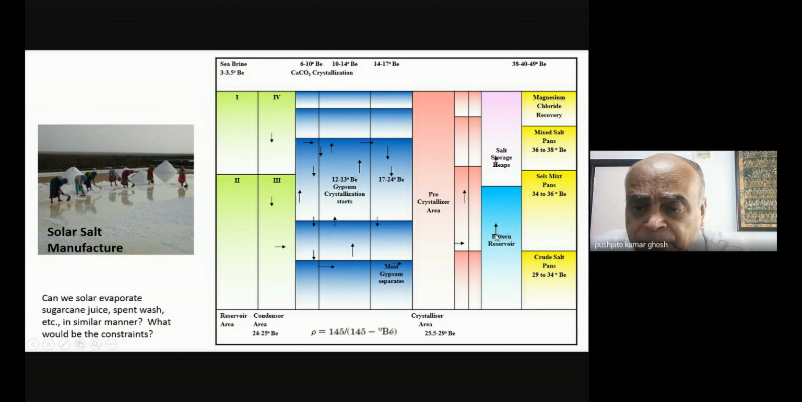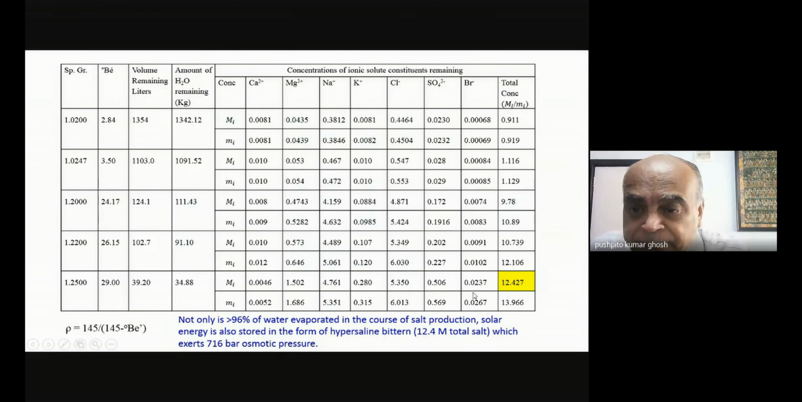Now, just to give you an idea, this bittern contains something like a total of 12 and a half molar concentration of these salts. Can you imagine? It's mostly salt, there's very little water. And this has a very high osmotic pressure, because the water activity is very low. How high? It exerts an osmotic pressure of more than 700 bar. One bar, you remember, is one atmosphere. We're talking about 700 bar, which means it has a tremendous ability to do work.